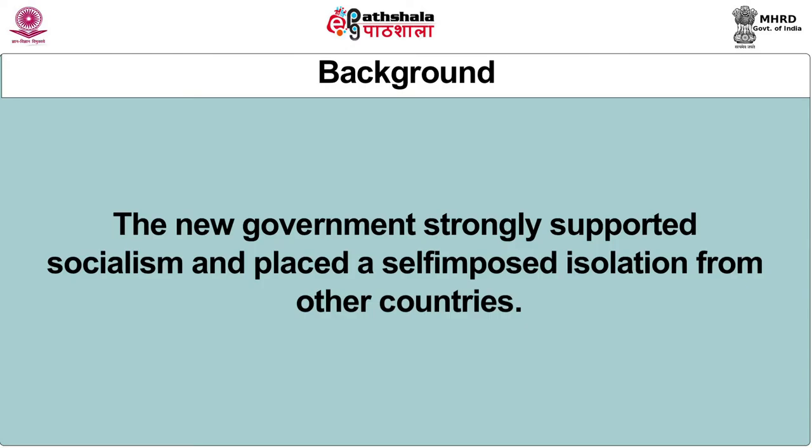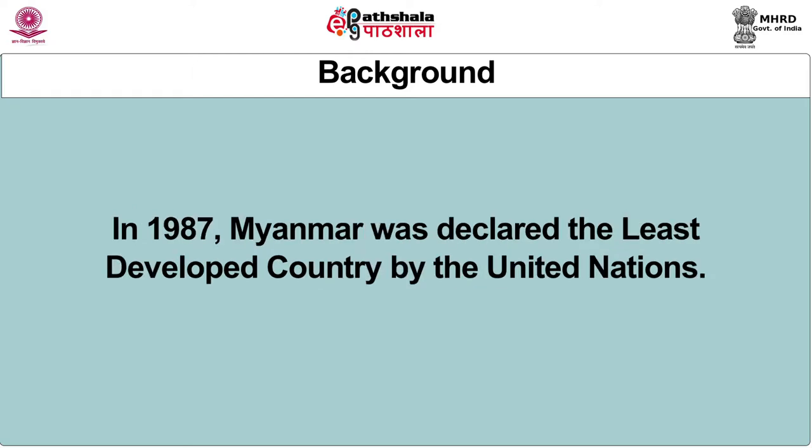In this context, after 1962 and the takeover by the Revolutionary Council, the new government strongly supported China's ideas of socialism and placed a self-imposed isolation on Myanmar from other states. In 1987, Myanmar was declared a least developed country by the United Nations ranking of development indicators. This categorization was caused in part by the extreme slowing down and the crippling effect of colonialism on the economic growth and prosperity of Myanmar.